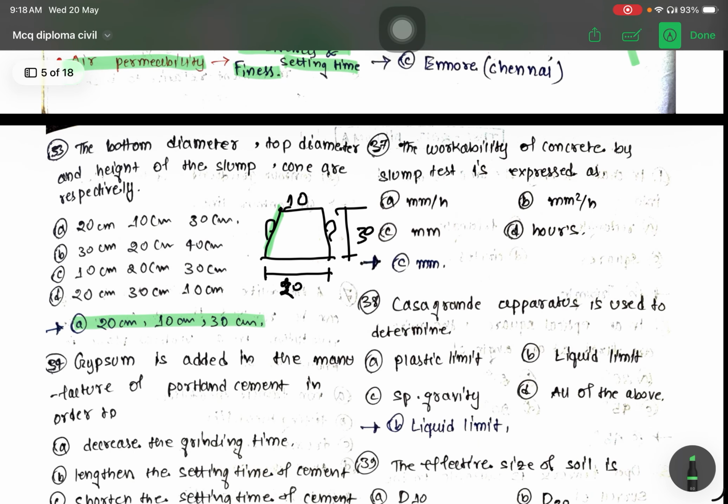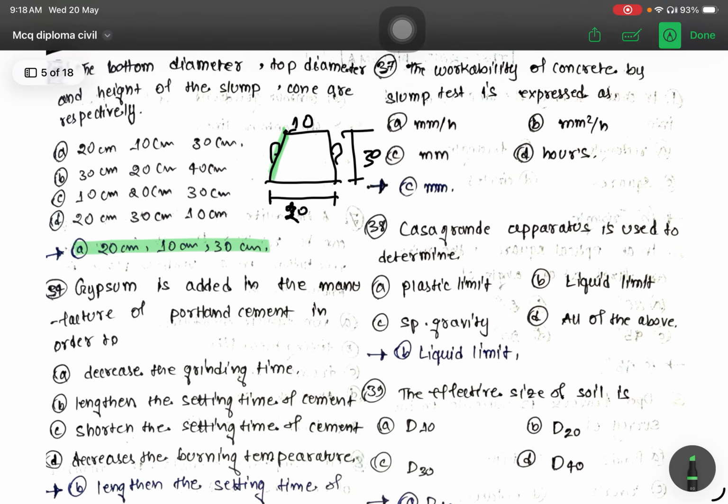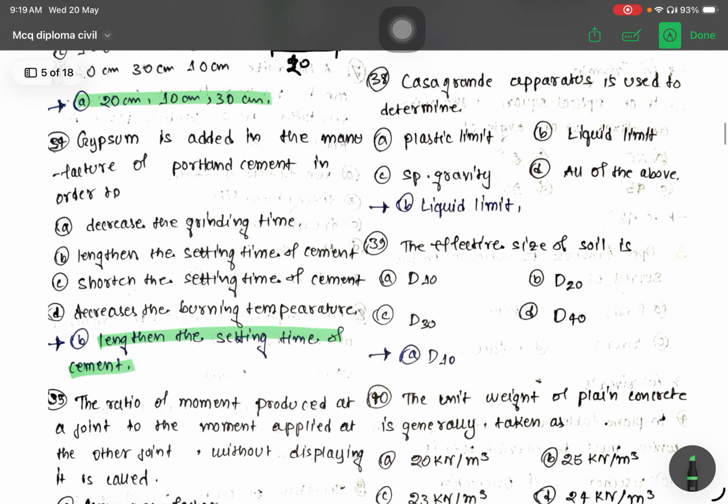Gypsum is added to the manufacture of the Portland cement in order to lengthen the setting time of the cement. The options are: lengthen the setting time of the cement, shorten the setting time of the cement, decrease the grinding time. The answer is lengthening the setting time of the cement, which means gypsum is added to delay the setting of the cement.